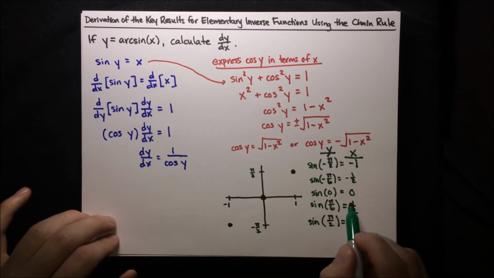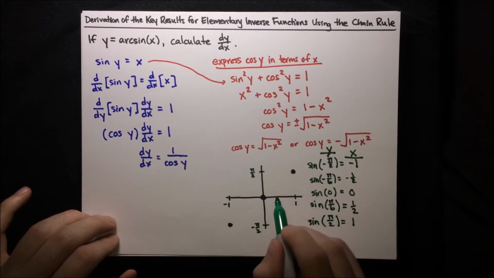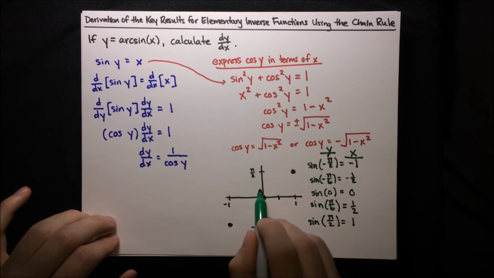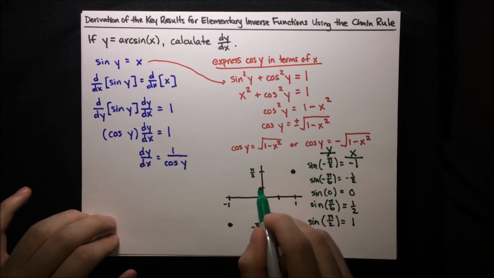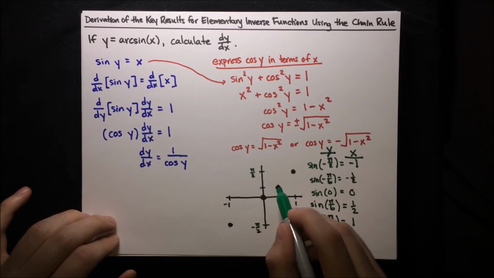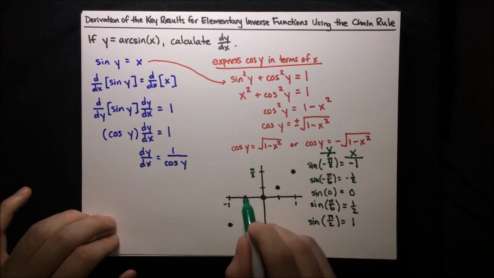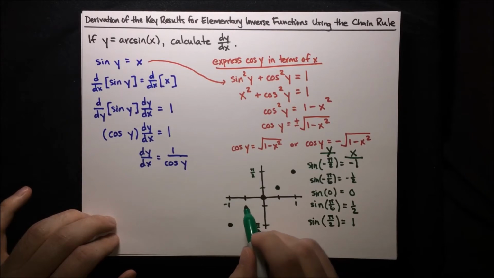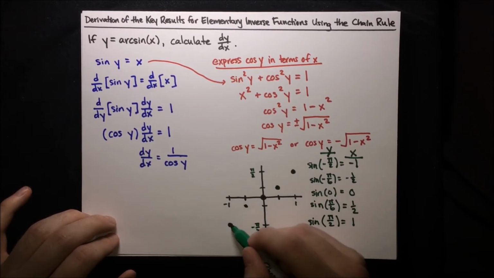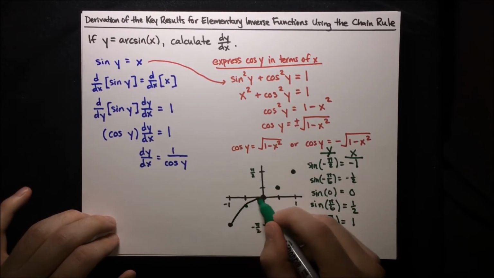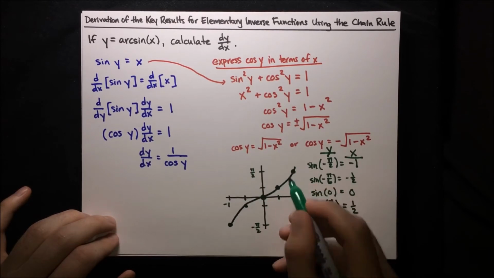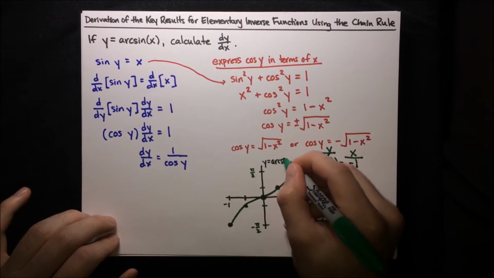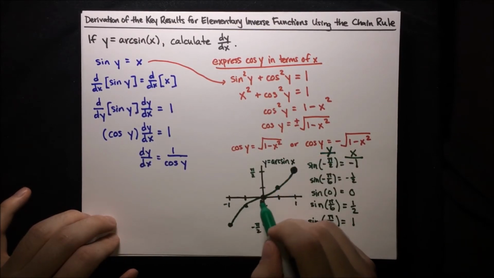And then lastly, 1/2, pi over 6, so 1/2 will be right here. Pi over 6 is a little less than halfway up here, so how about right over there? And then it'll be the same idea on the other side, -1/2, negative pi over 6, so a little less than halfway up. So something like that. And we see that this function y equals arcsine x is increasing the whole way.